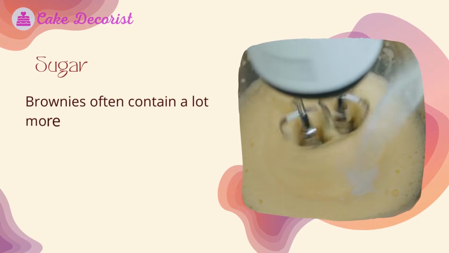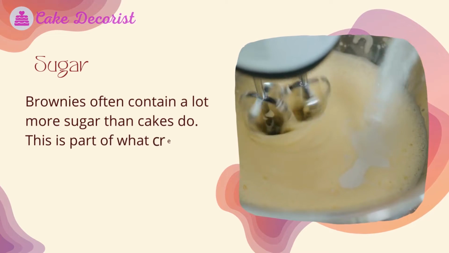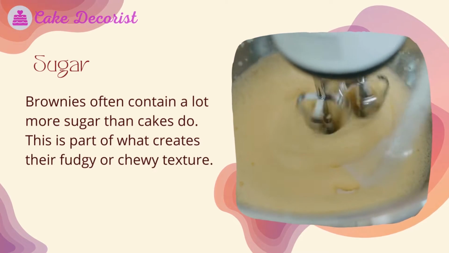Sugar. Brownies often contain a lot more sugar than cakes do. This is part of what creates their fudgy or chewy texture. Changes that you need to make.